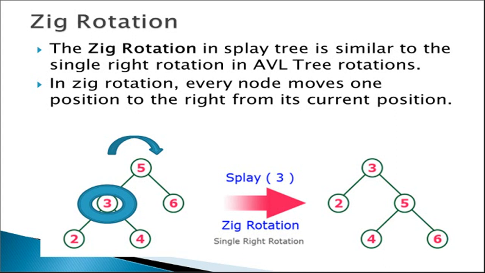So the first operation we say is zig rotation. Over here the element which we want to search is the left child of the root node. Okay, that is the position. So over here suppose I want to access 3, which is left of this root. That is called zig rotation. It is similar to a single right rotation. Now over here the root is rotated to the right. After rotating right, we will get the tree like this and we will get 3 at the root position. So this is the first operation, that is zig operation. It is left of the root.